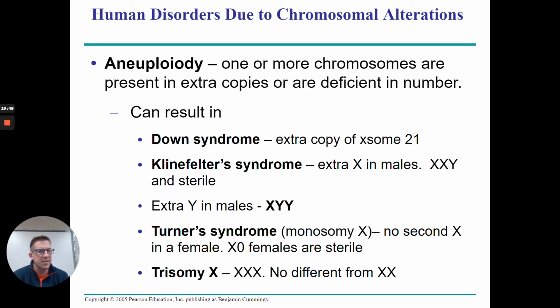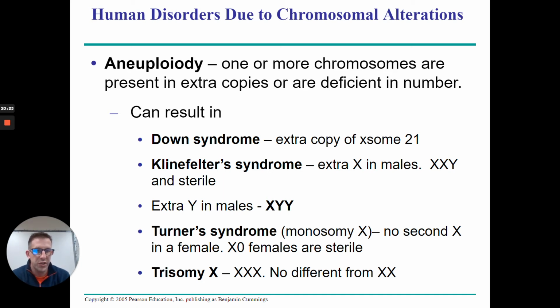Klinefelter syndrome. We see this same type of thing with non-disjunction events and aneuploidy with sex chromosomes too. Okay, and naturally that leads to questions on okay, what does that person express, and what do they identify as, and things of that nature. And that's all stuff that I would like to talk about at a later time when we're kind of together in class. So we see non-disjunction events in sex chromosomes as well.